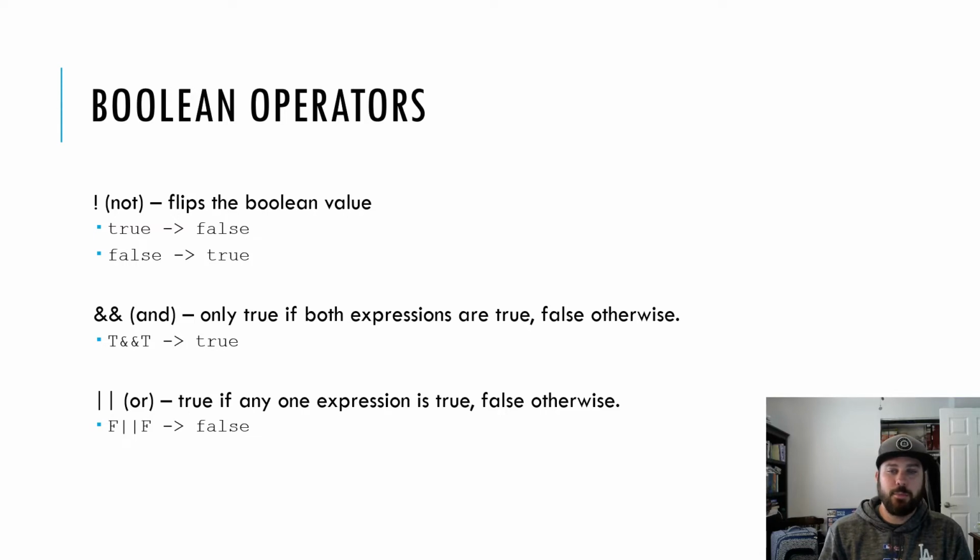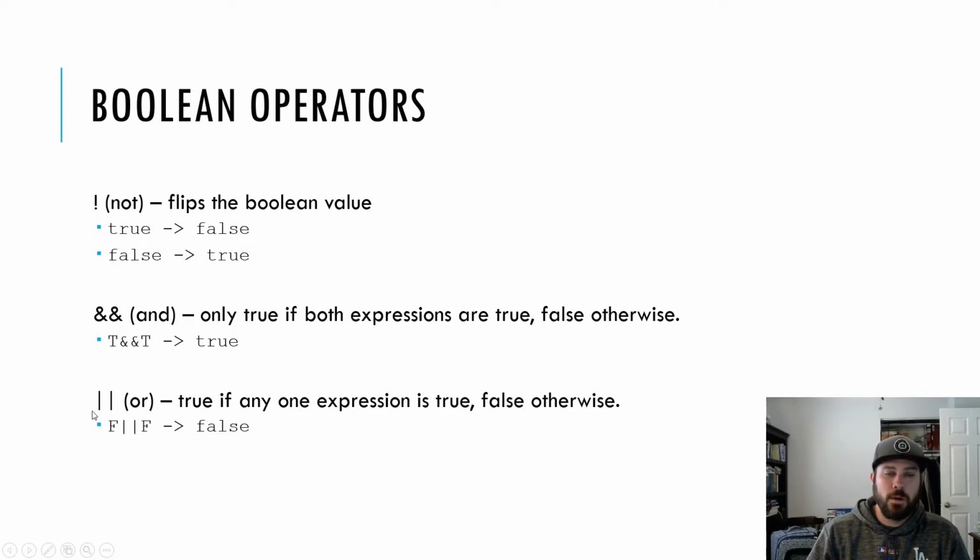The and combines two different Boolean values or variables, and it'll only return true if both of those individual values are true as well, and it returns false otherwise. So you can see the one unique case here, which is true and true will return true. All other combinations, true and false, false and true, false and false, will all return false.